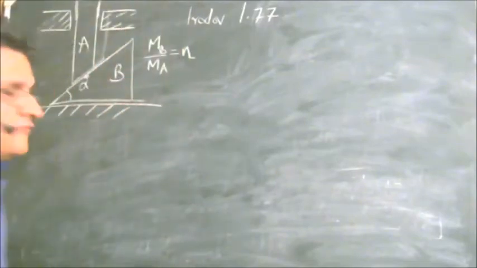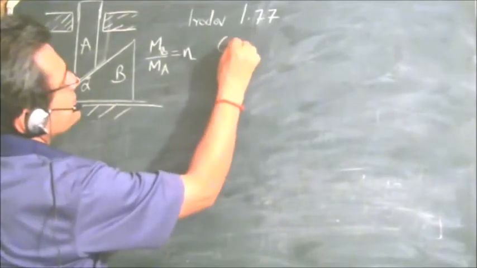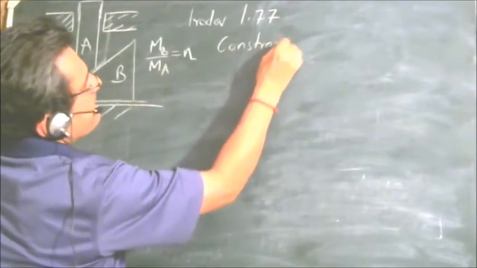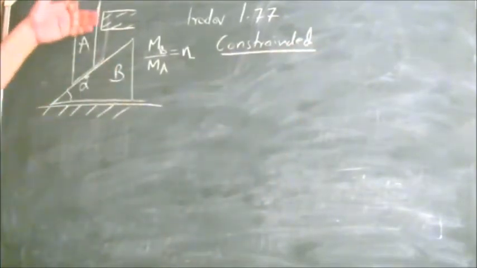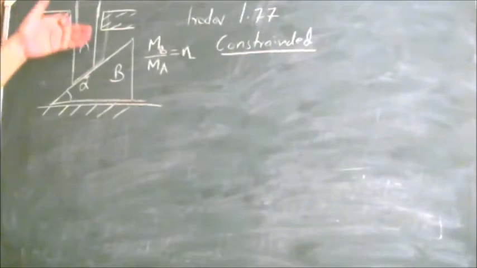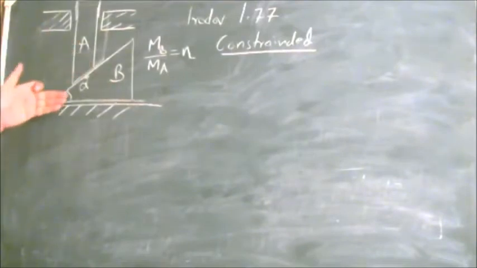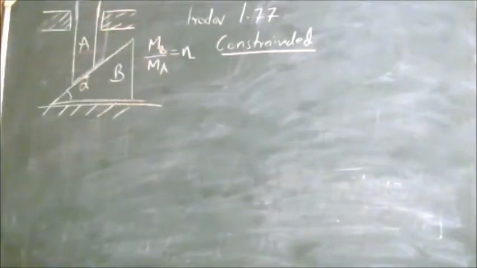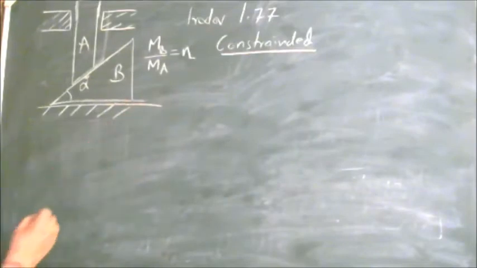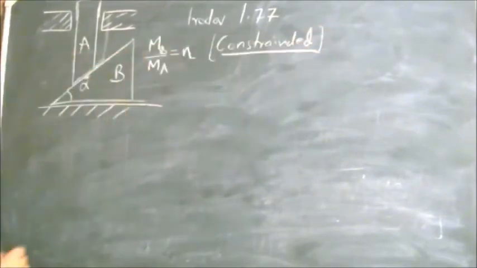We will take the case of the wedge block system and apply the concept of constraint or constrained motion. Here there is a rod, or we can say a block, of mass MA resting on the wedge of mass MB. This angle is alpha, and the ratio of MB and MA is eta, which is given in the problem itself. Now we use the constraints which are there in the movement of A with respect to B.